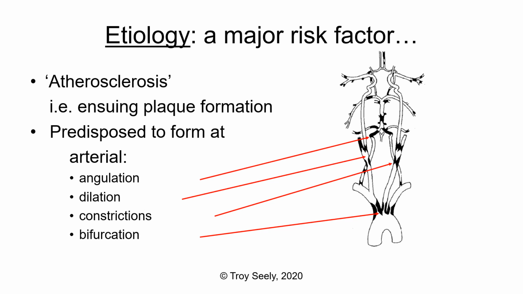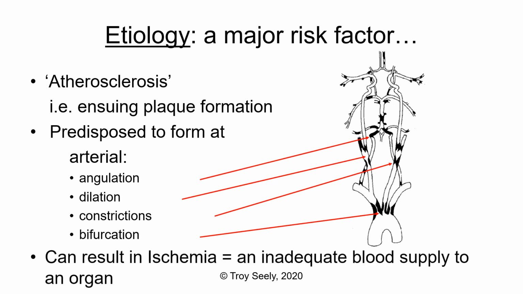And affiliated with that, if it should build up sufficiently, then you're going to lead into an ischemia. Ischemia is where we have an inadequate blood supply to an organ. In this case, it would be an inadequate blood supply to the brain.